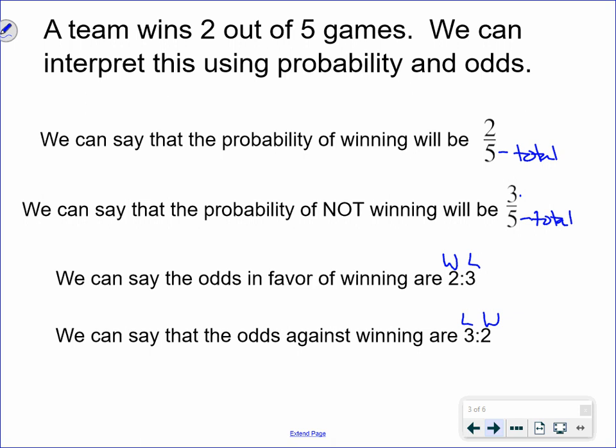So again, notice that the total is not in the odds. So the total number of games of 5 is not in the odds. But if we add up the wins and the losses in both of them, we will get to the total of 5.